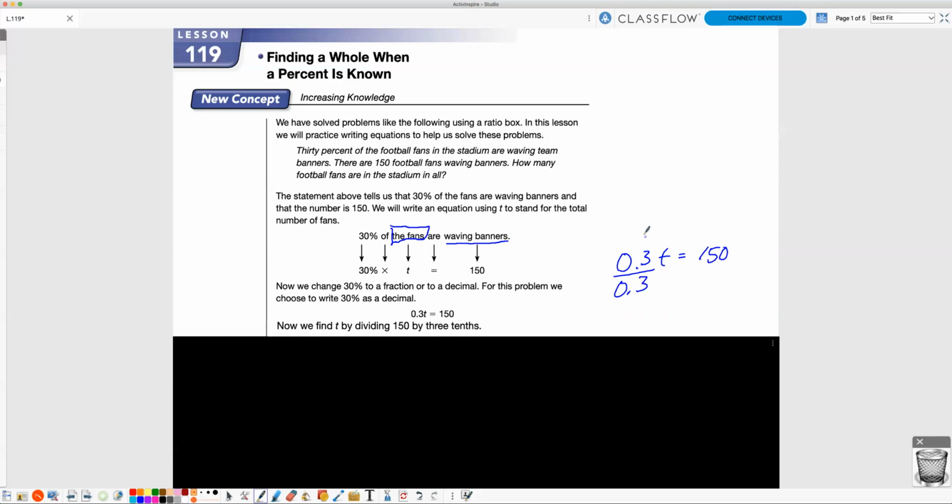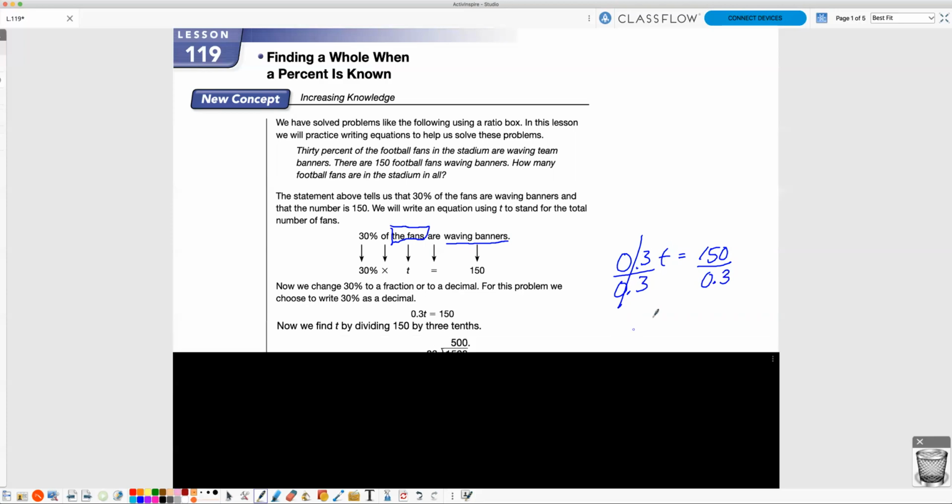What's 3/10 divided by 3/10? 1. If this says it's equal, you have to do the same thing to the other side so that it remains equal. The equation is still equal as long as we do the exact same thing to both sides of the equation. So because we wanted to isolate T, T is now equal to 150 divided by 3/10.